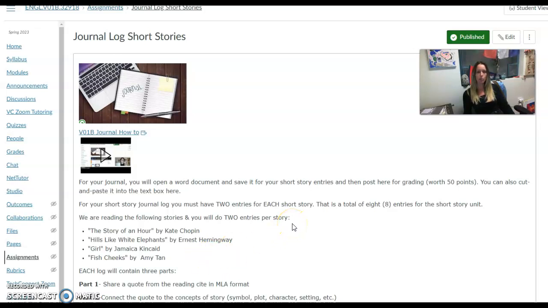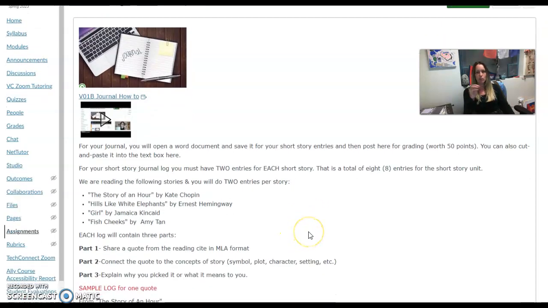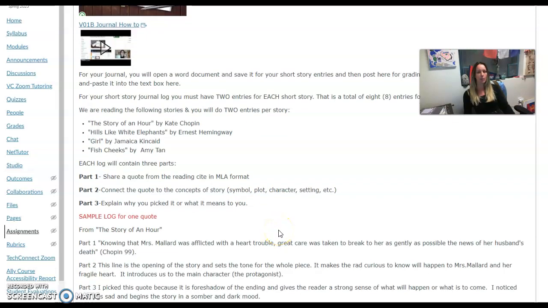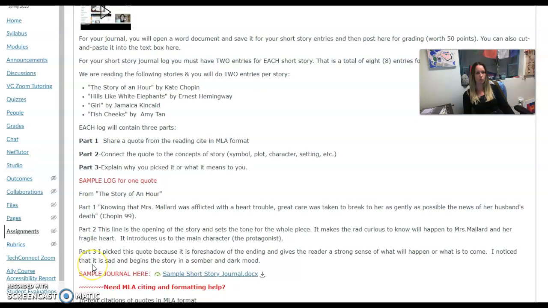And so you're going to extract golden lines from each of these readings, and you're going to share them in your digital journal log. So this will be in an MLA format, in a Microsoft Word document, or a Google Doc that you convert to a PDF, but this is the format. You'll pick a quote from the reading, cite it in MLA, connect the quote to concepts of story that I mentioned earlier, or literary terms, and then you're going to explain why you picked it. So this is what your log will look like.